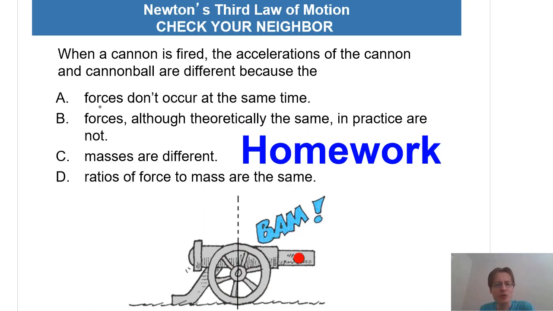Is it because the forces don't occur at the same time? Is it because, although they're theoretically the same force, in practice they're not? Is it because the masses are different? Or because the ratios of force to mass are the same?